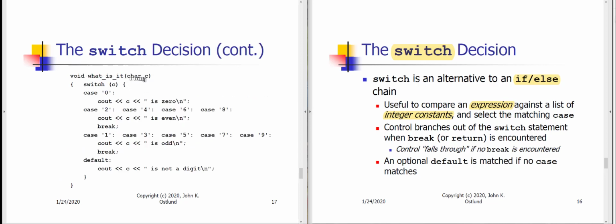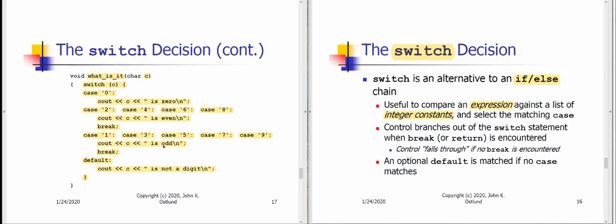Okay, so here I have a function on slide 17 called WhatIsIt. The WhatIsIt function takes a single char parameter c. This whole business here is the switch, from where it says switch c with the opening curly brace all the way down to the matching closing curly brace.